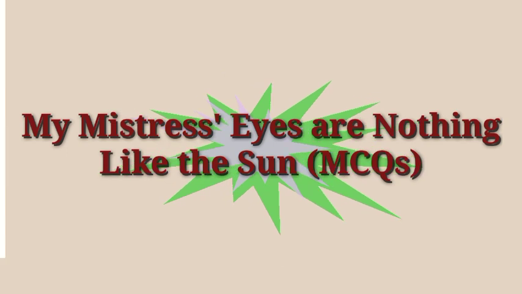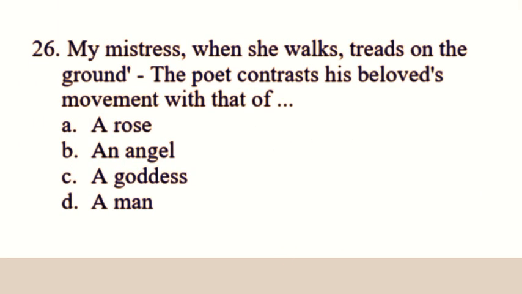Question number 26. My mistress, when she walks, treads on the ground. The poet contrasts his beloved's movement with that of dash, dash, dash in these lines. The options are A, a rose, B, an angel, C, a goddess, and D, a man. The right answer is option C, a goddess. My mistress, when she walks, treads on the ground. In this line, the poet contrasts his beloved's movement with that of a goddess.